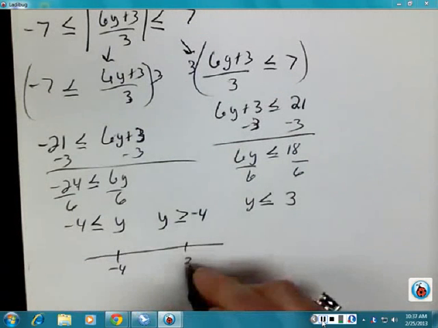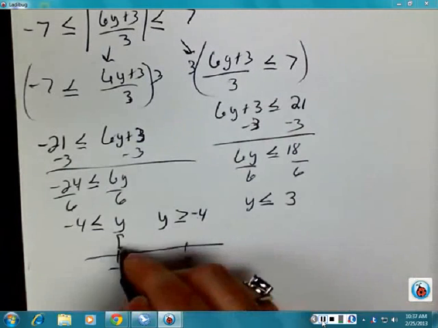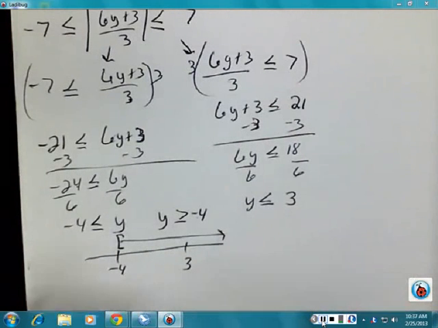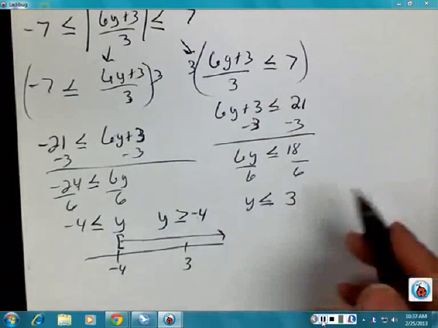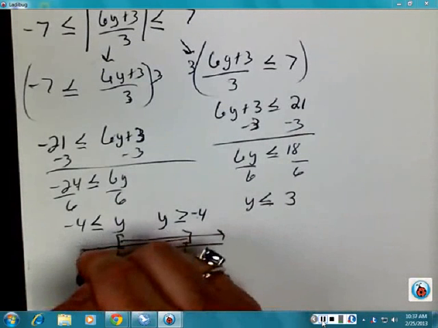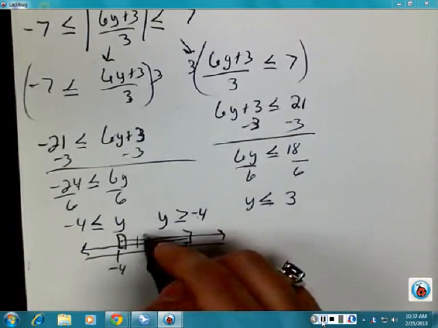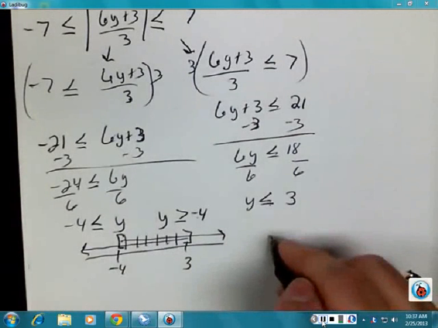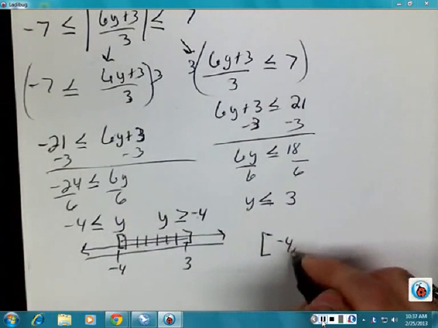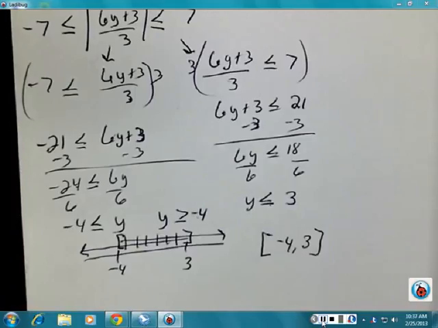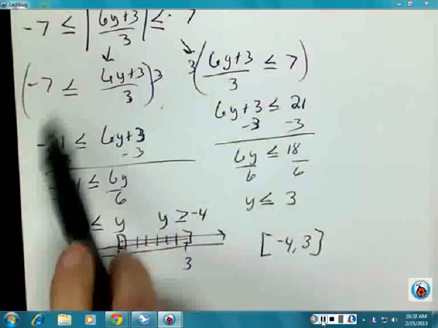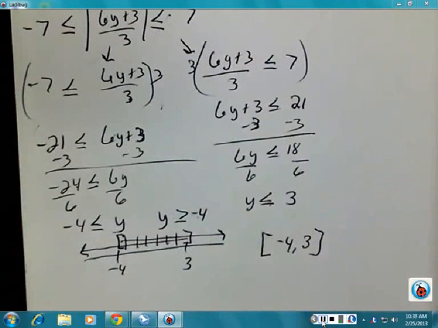Negative 4 and 3. Negative 4 is going to have a bracket heading to the right. 3 is going to have a bracket heading to the left. But because my answer is what's in between, my interval is bracket negative 4, comma 3. Okay? Nothing new really, it's just the idea of breaking it apart into your two pieces, and being careful with that as you break it apart.